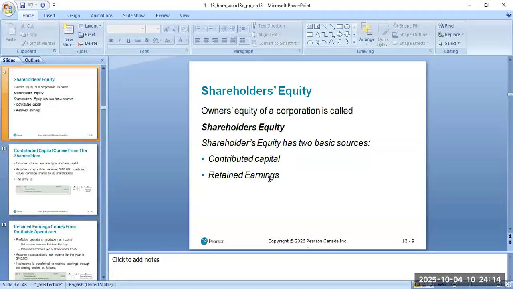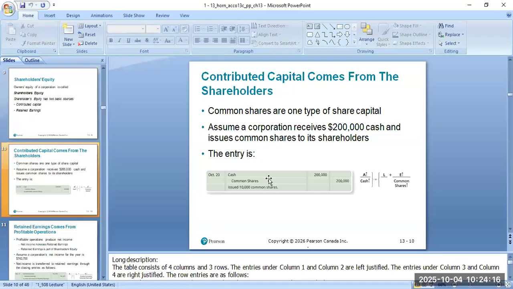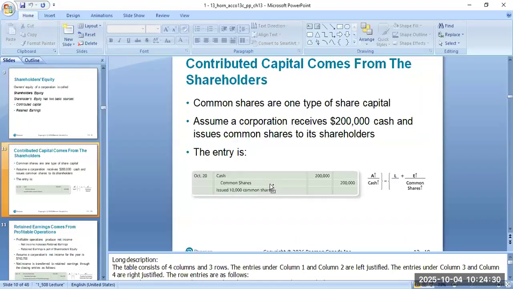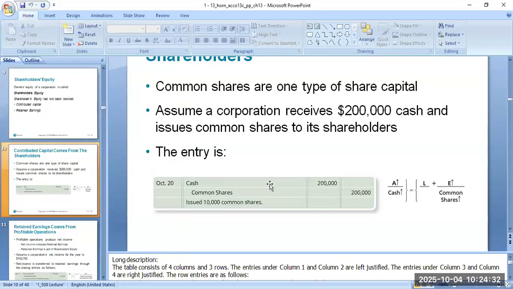First thing first, contributed capital. Contributed capital comes directly from the shareholders. The common shares are only one type of the share capital. Let's now, in this case, assume that the corporation received $200,000 cash from the shareholders. And obviously, the corporation has to give them something, so they give them common shares.